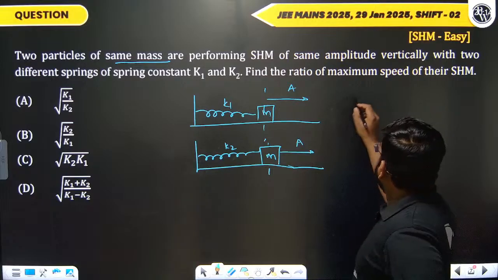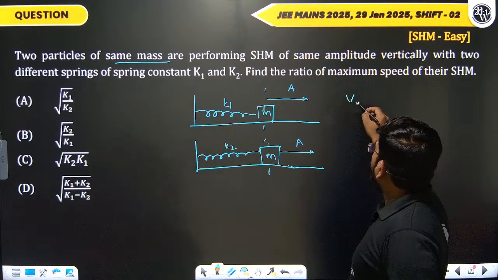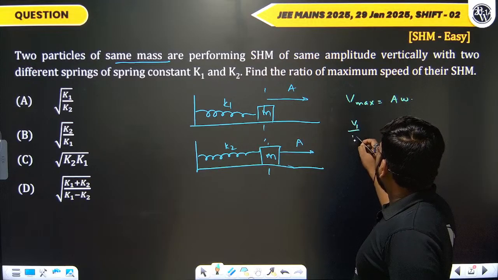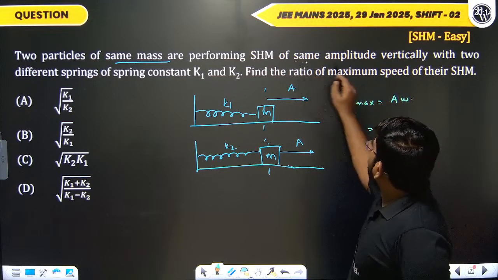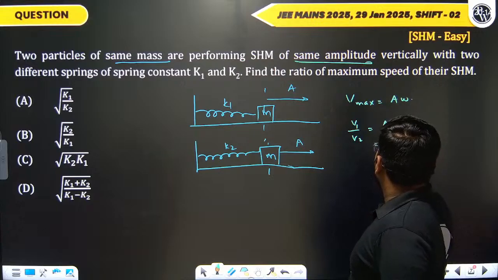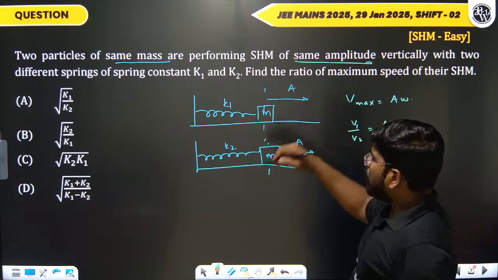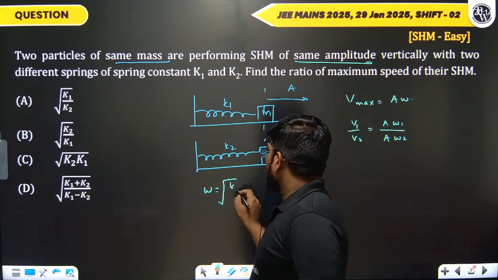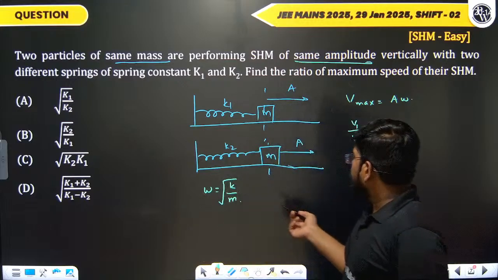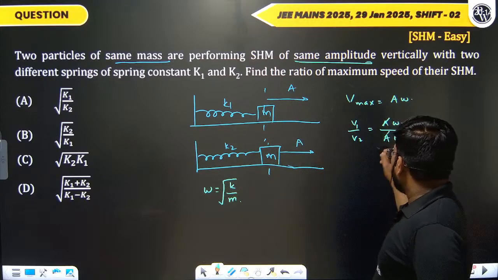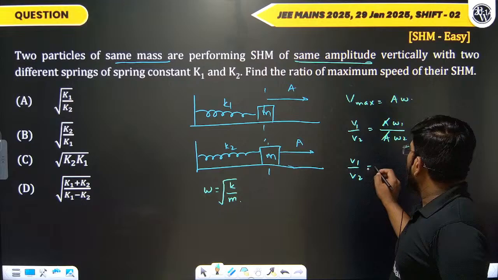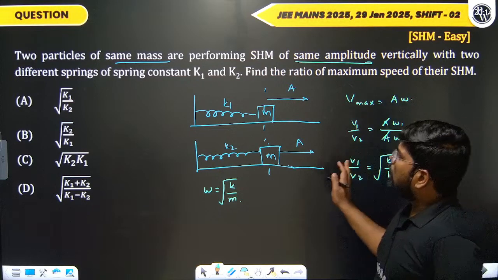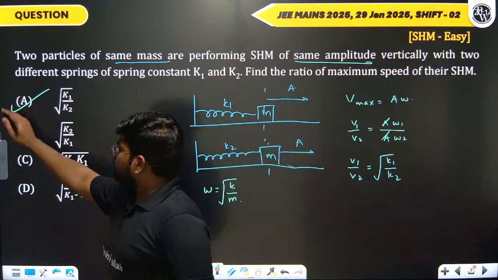So here they're asking maximum speed. Again, direct formula. V max is equal to A omega. They're asking ratio V1 by V2 is equal to what? They have the same amplitude, A is the same. A omega 1 by A omega 2. What is omega in SHM? Omega is equal to, again, simple formula, root K by M. So mass is the same. A got cancelled, V1 by V2 is equal to omega 1 by omega 2, which is root of K1 by K2. Less than 1 minute, done, solved.